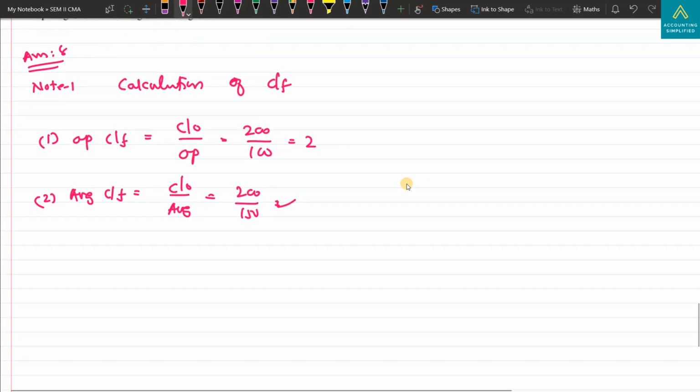And third, closing conversion factor. So it's closing divided by closing, is 1, right?